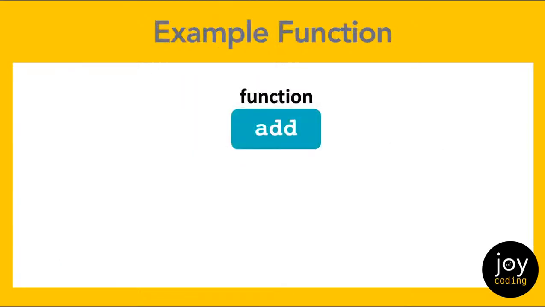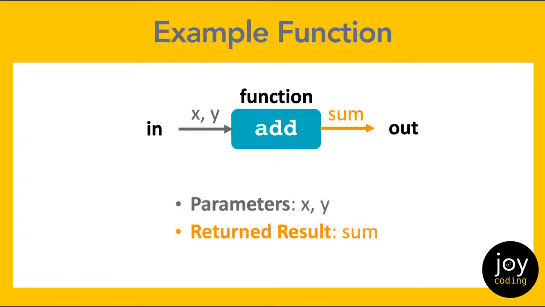All right, so now let's look at an example function. We're going to start with a really simple function called add. And what's going to come into this function are going to be two parameters, x and y. These are the values that we're going to pass into the function. And then what's going to come out of our function is the result, or the sum of x and y. More formally, the parameters coming in are x and y, and what comes out is called the returned result. In this case, it's going to be our sum.